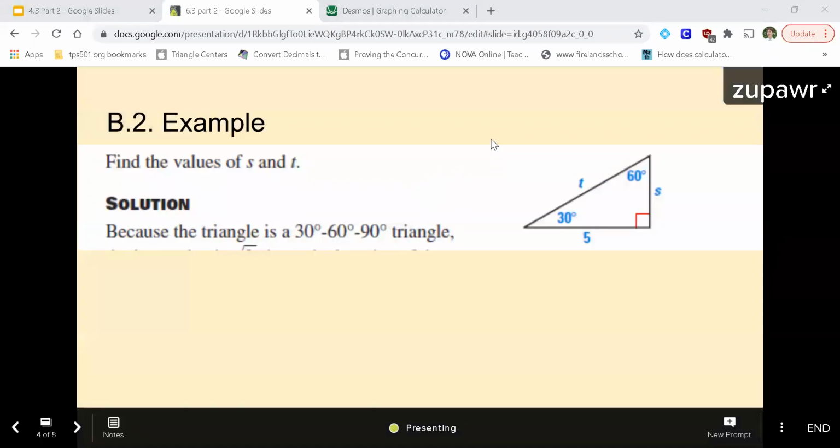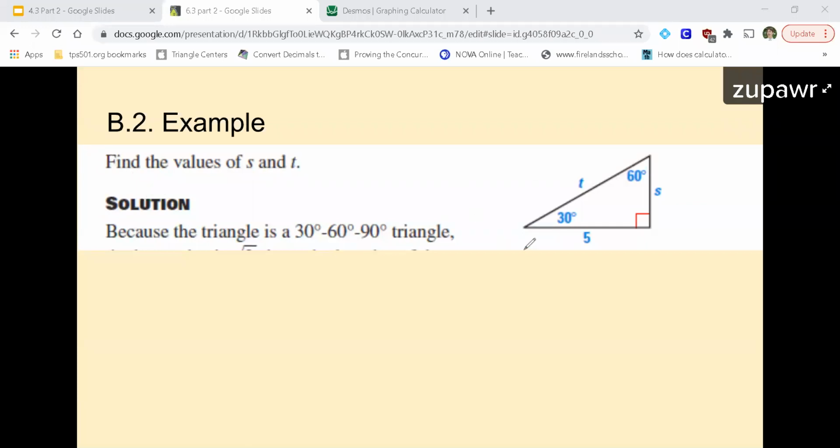All right. You could ignore part of this. I couldn't crop the picture properly to fit in this. But I guess I'll leave it. It's fine. All right. So this is how it'll look on the ACT too. They'll just give you a picture like this, and they'll say, find the value of S and T. So what you have to do first is look at this and realize that it is a special right triangle. This is a 30, 60, 90 triangle. So that's the first thing you have to do, is recognize that they're asking you about a special right triangle.